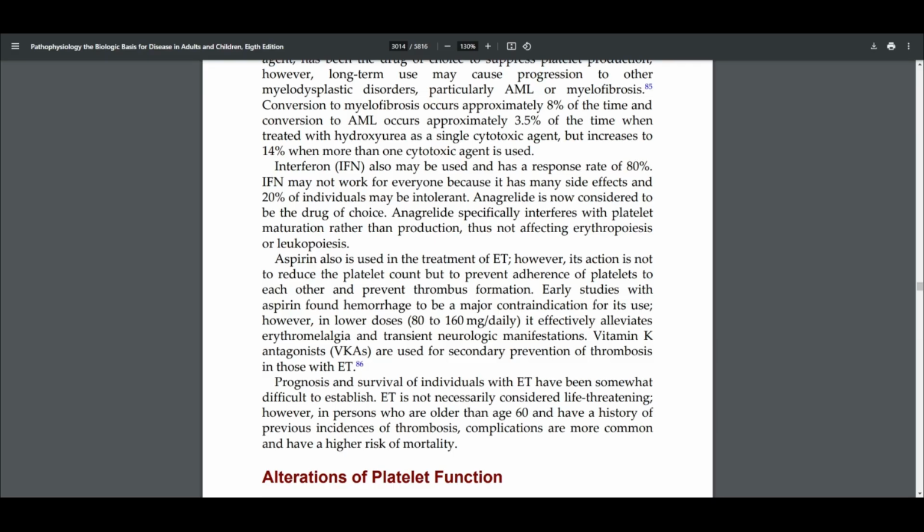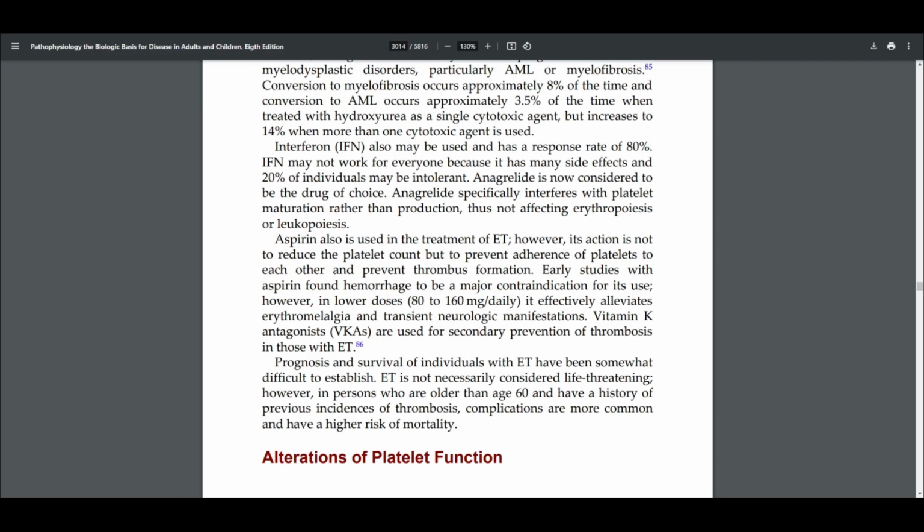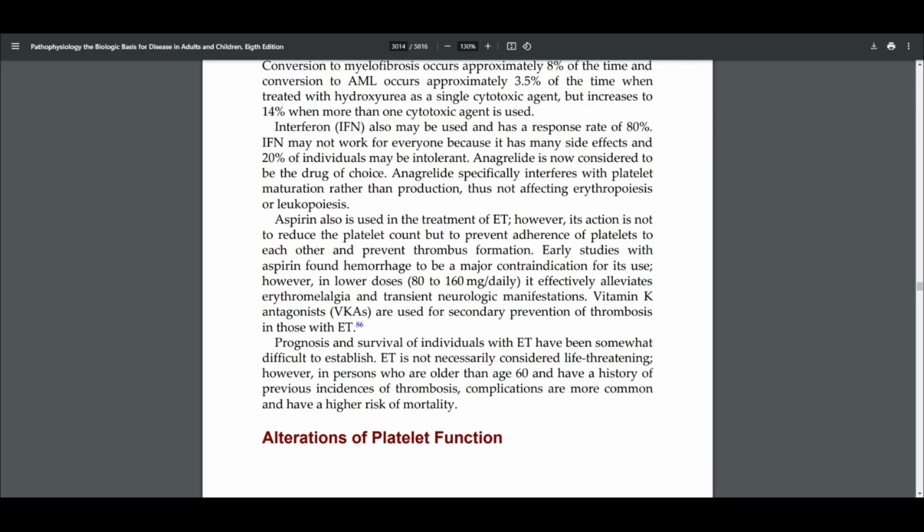Anagrelide is now considered to be the drug of choice. Anagrelide specifically interferes with platelet maturation rather than production, thus not affecting erythropoiesis or leukopoiesis. Aspirin also is used in the treatment of ET. However, its action is not to reduce the platelet count, but to prevent adherence of platelets to each other and prevent thrombus formation.